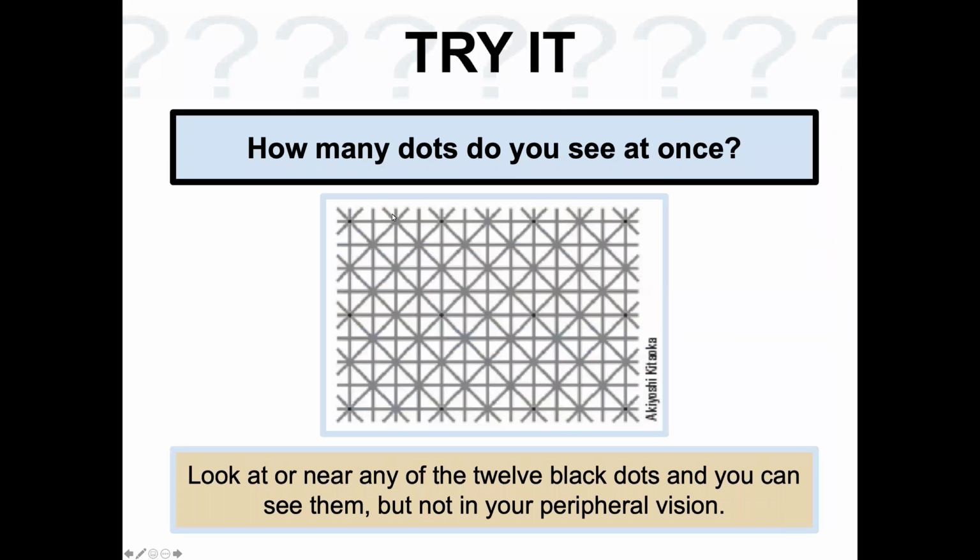So this is an interesting experiment to look at. How many dots can you see at one time? They're not really dots. How many of those are dark or black? If you focus on any of the 12 black dots, you can see it, but your peripheral vision won't allow you to see the ones around the outside. It's kind of a freaky thing. Whenever you're staring at one of those black dots, you don't see the rest of them, because your peripheral vision is sort of shut off since you're focused.